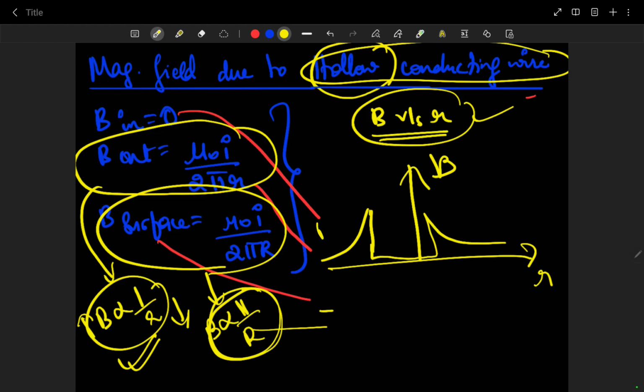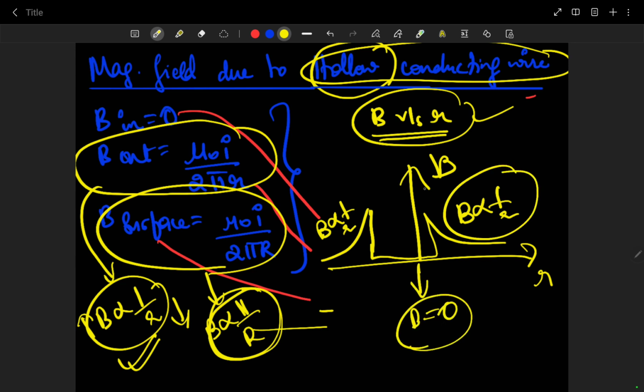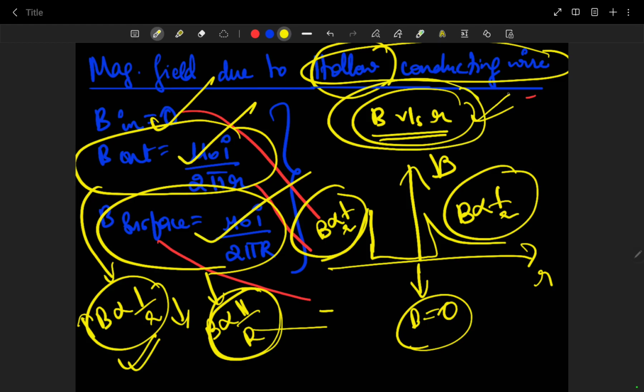Yes, it is correct, because this is B inverse to R, this is B inverse to R, and this is exactly B is equals to 0. These three conditions are reflecting what you have learned over here, right? So this is a graphical representation of B versus R. Remember that this is small r, and small r was what we have taken for our Ampere's loop, the radius of Ampere's loop. Okay, so this is a very important graph.